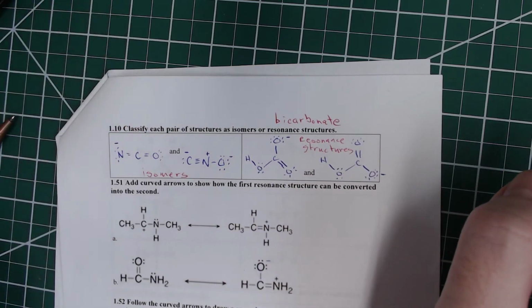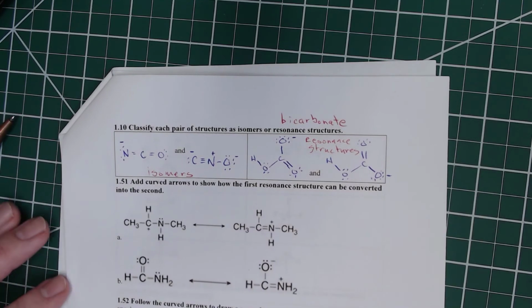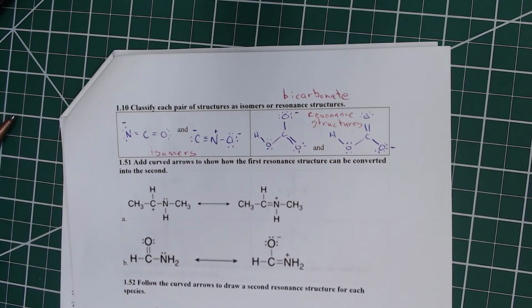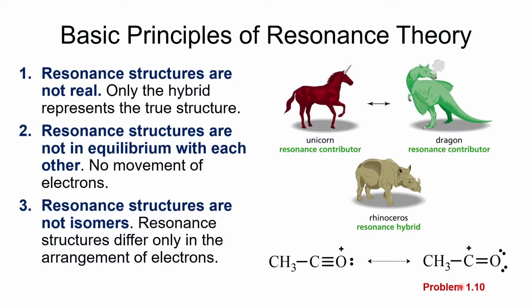All right, so those are resonance structures of each other. All right, so let's go back to our presentation, and we want to look at how we draw resonance structures, and how we keep track of the electrons when we're drawing them. So when we're drawing resonance structures, we have a set of rules that we're going to use.